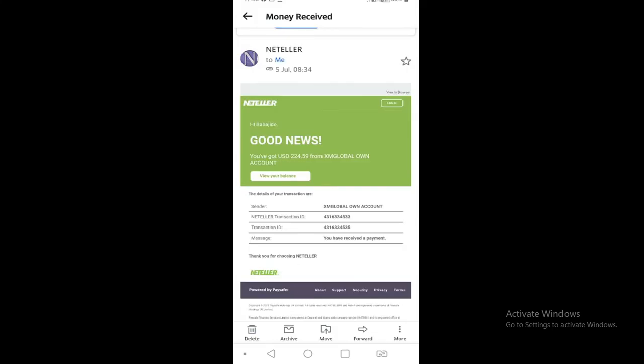Then this is another withdrawal. The platform I'll actually be introducing to you is SM Global. This is a withdrawal with a net teller. That's a 224.59 US dollar profit withdrawal.